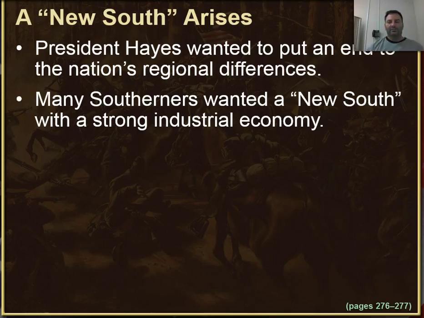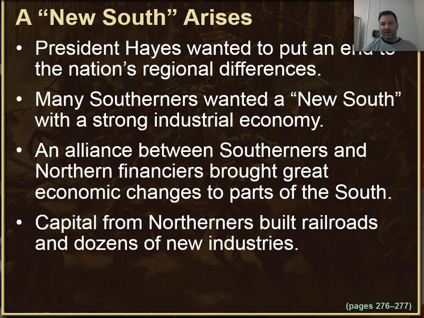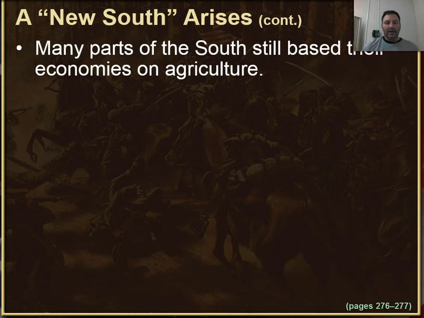A new South arises. President Hayes wanted to put an end to the nation's regional differences. Many Southerners wanted a new South with a strong industrial economy. An alliance between Southerners and Northern financiers brought great economic change to parts of the South. Capital from Northerners built railroads and dozens of new industries. Many parts of the South still based their economies on agriculture at this time.